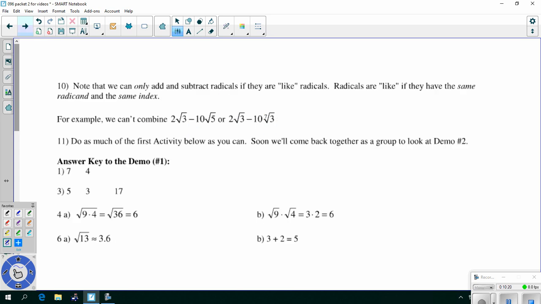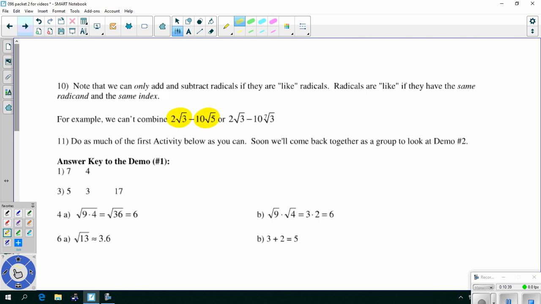Note that we can only add and subtract radicals if they are like radicals. Radicals are like if they have the same radicand and the same index. That is to say, the same thing on the inside and the same little tiny number in the top left of the radical. So let's take a look at these two here.